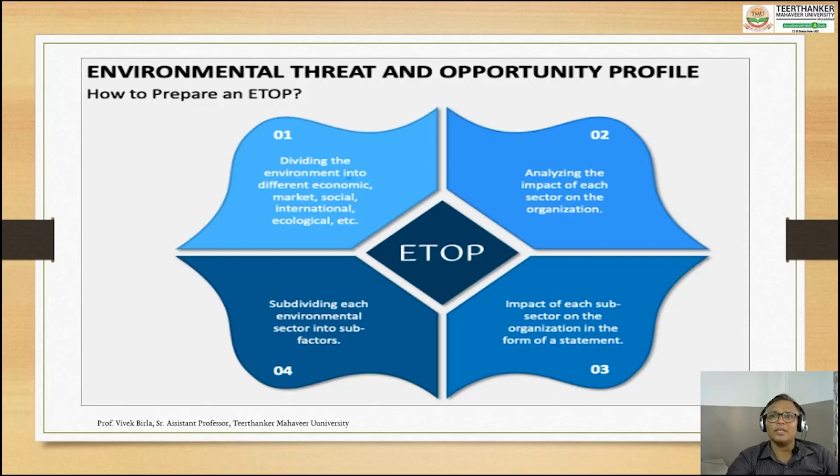Second, we try to analyze the impact of each sector on the organization. Third, we try to subsector the organization in the form of a statement. And lastly, we try to divide the environmental sector into subfactors.